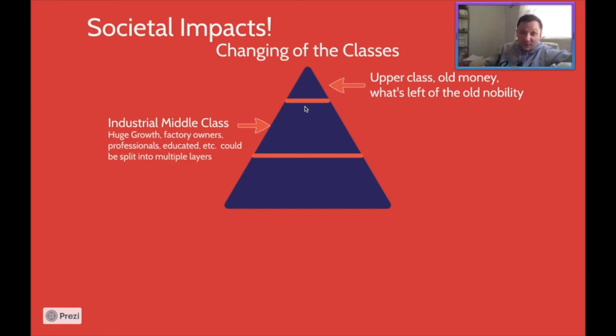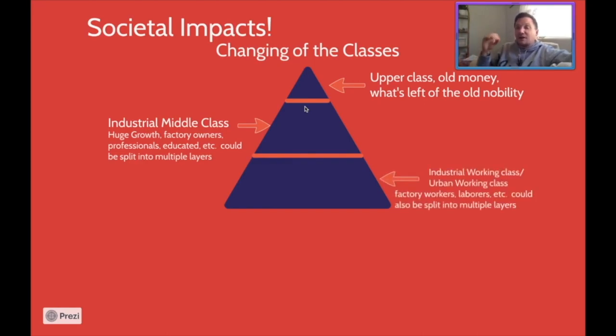So in the industrial middle class, you're going to see huge growth, okay? Factory owners, professionals, the educated. We have formerly always referred to these people as the bourgeois, right? So the bourgeois is now becoming the industrial middle class, and where that word comes from, bourgeois, literally means city dweller, or a person who lives in the city and has some money. A Burg or a Bürger for German speakers out there means a person who lives in a city, okay? They're professionals, they're highly educated, and they also can be split into multiple layers like we talked about a little bit later on.